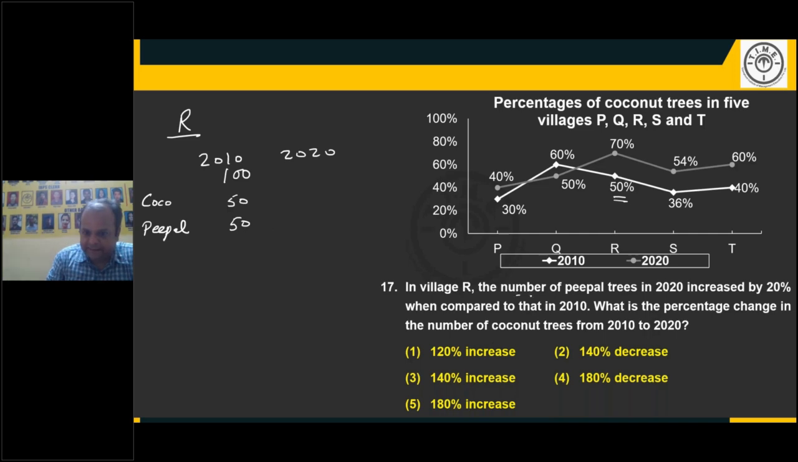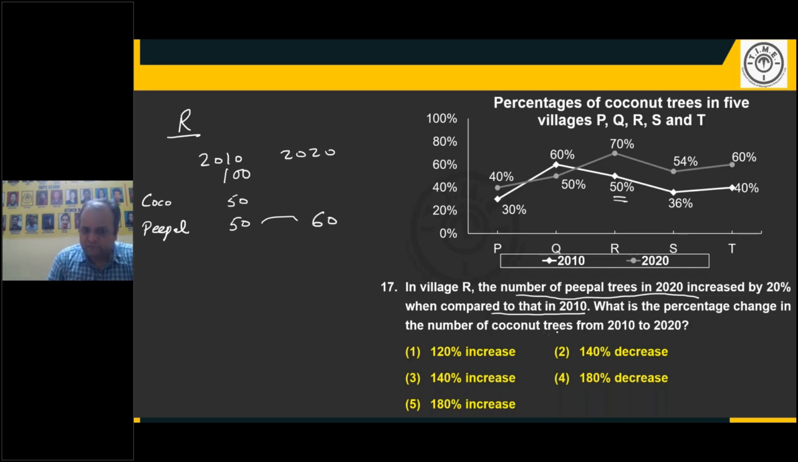Now, the question clearly says the number of people trees increased by 20% when compared to 2010. So this has increased by, 50 has increased by how much? 20%. So this has become 60. So the number of people trees increased by 20%, and they become 60.